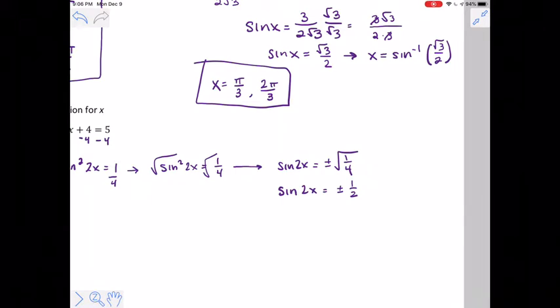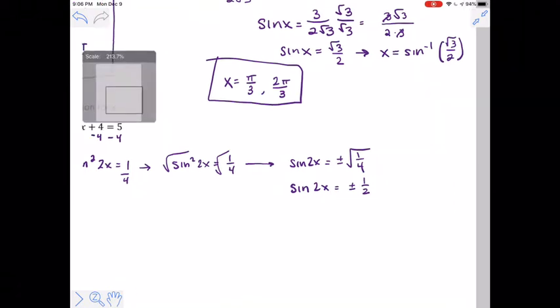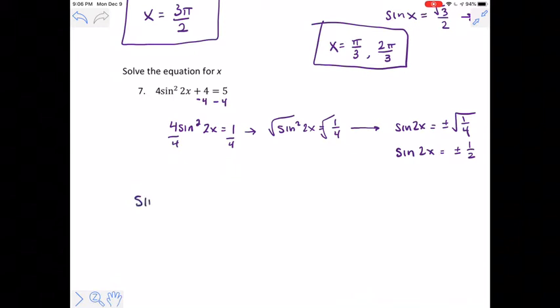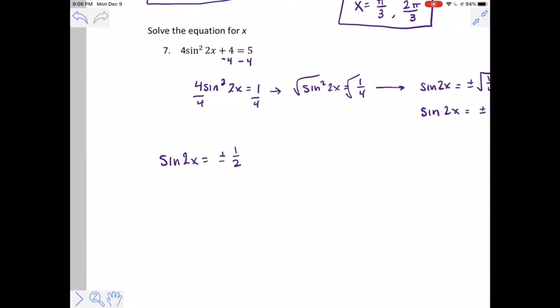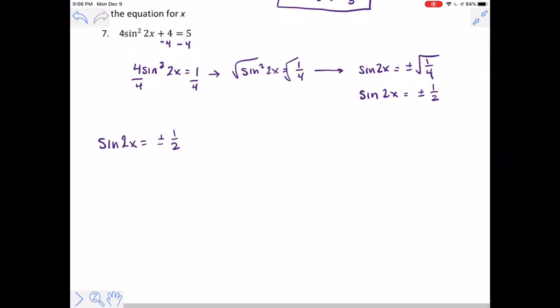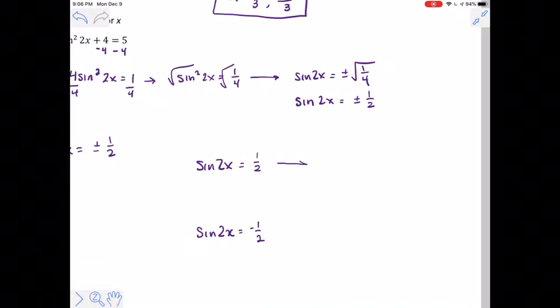Now, we do inverse sine. I'm going to do this over here now. If sine 2x is equal to plus or minus 1/2, I'm going to separate this into two separate equations. Sine 2x equals positive 1/2, and sine 2x equals negative 1/2. So for this top one, I'm going to use inverse sine on both sides. And then same with this one, I'm going to use inverse sine.